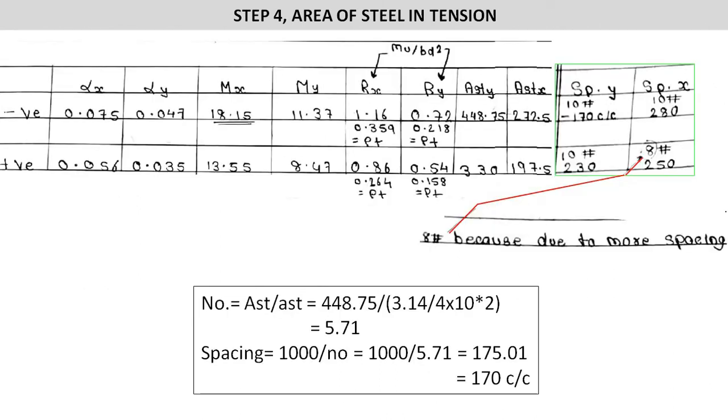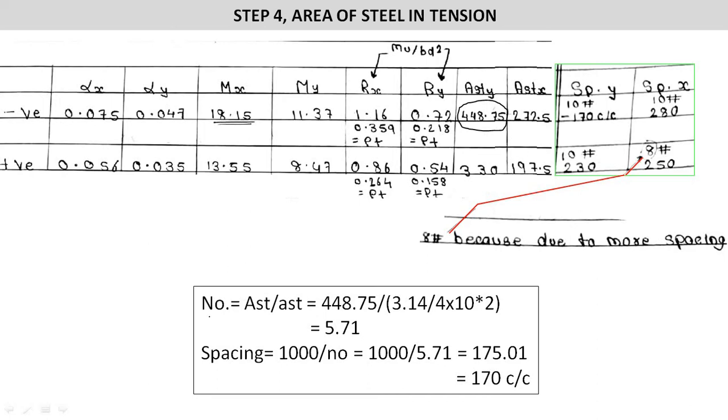After this, in the continuation of this table, you have to add two more columns showing spacing in Y and spacing in X, which has been shown in the green highlight box. After calculating AST Y and AST X in positive and negative, we have to add two columns which show spacing in Y direction and spacing in X direction. I have shown this one, so we will find the spacing.